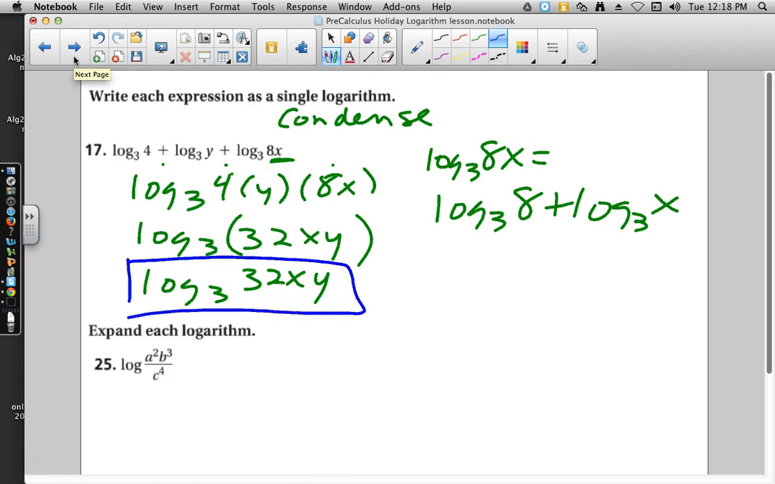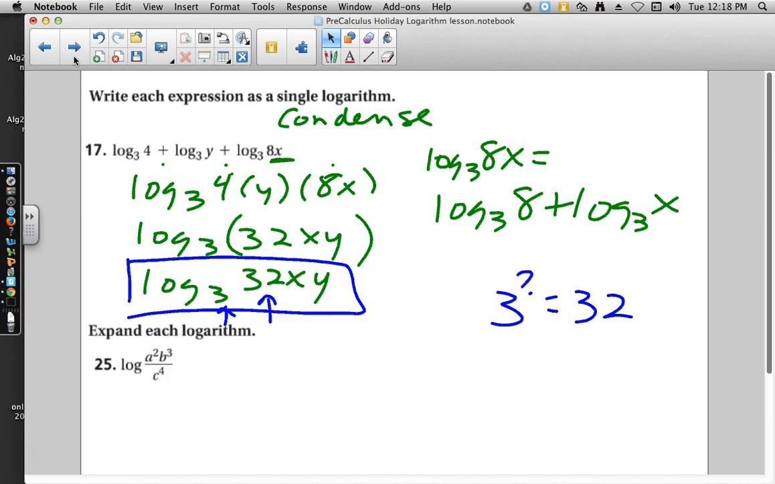Now the last thing that I always check is, is this a base that I could use to evaluate the numerical part of my answer? So I start thinking, it would be 3 to the something equals 32, and I realize that's not going to work out nice. If it had been base 2, yes, I could get to a 32 with that, but it wasn't. So that answer is complete. There isn't anything else that I can do with that.